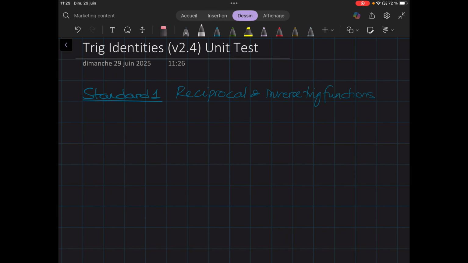Hey yo, so this is Andrew, and today we're back with the Trig Identities version 2.4 unit test walkthrough. Please have a copy of the unit test with you, but if you don't, fret not. I will put a screenshot of the questions to the right before we go over them. So, without any further ado, let's get started.